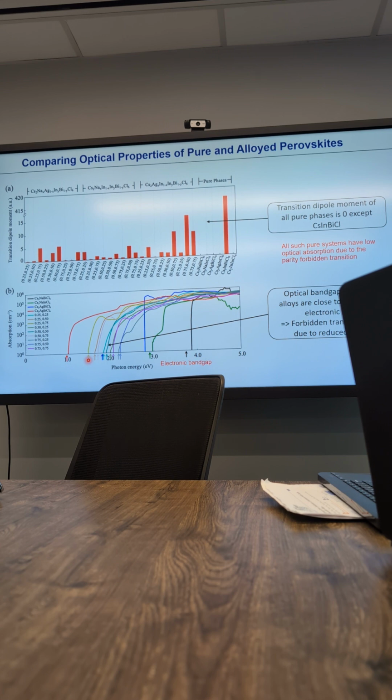Now the thing is, we have 6 pure phases, right? But only one has this transition dipole moment. Why don't the others have it? Because of the parity selection rule. It's a forbidden transition, right? They do not satisfy the requirements. They do not have this indium and bismuth in their B sites, right?